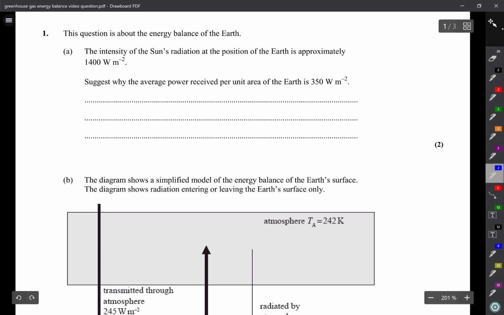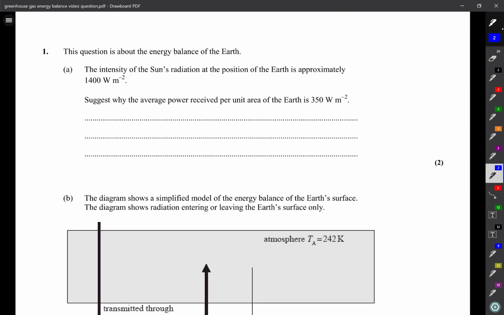So, I will begin with question number 1. The intensity of the sun's radiation at the position of the Earth is approximately 1,400 watts per meter squared. Suggest why the average power received per unit area of the Earth is 350 watts per meter squared. How to get from here to there? That's the question. So first, let's try to imagine what's happening here.